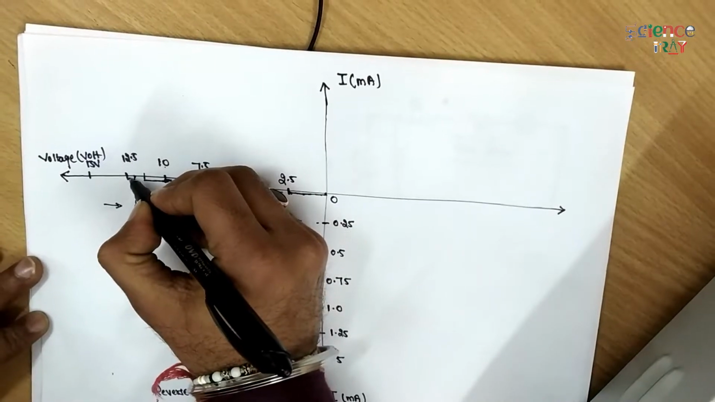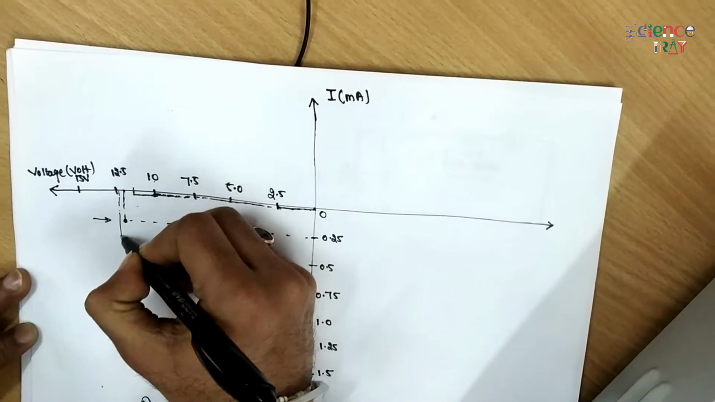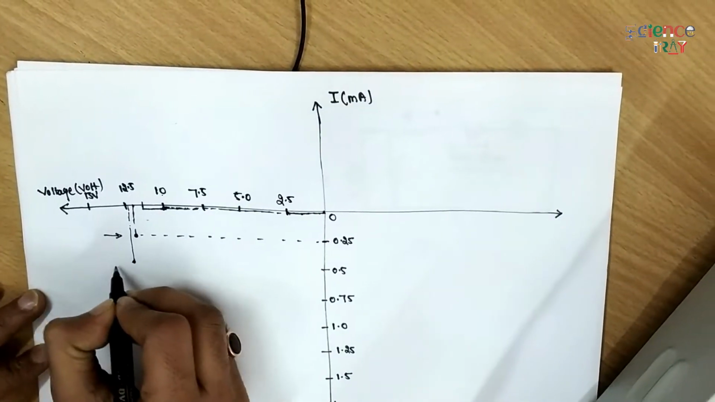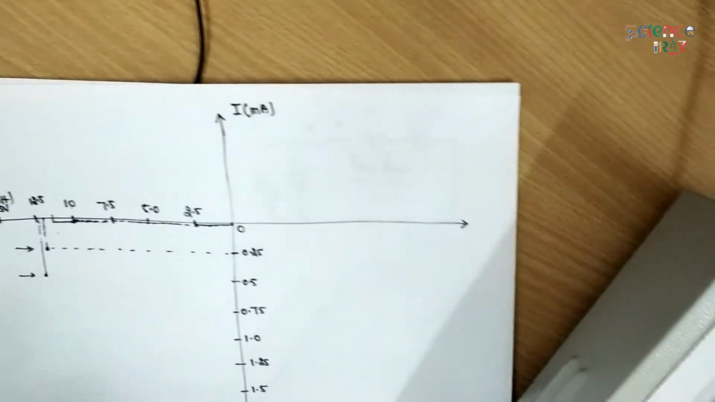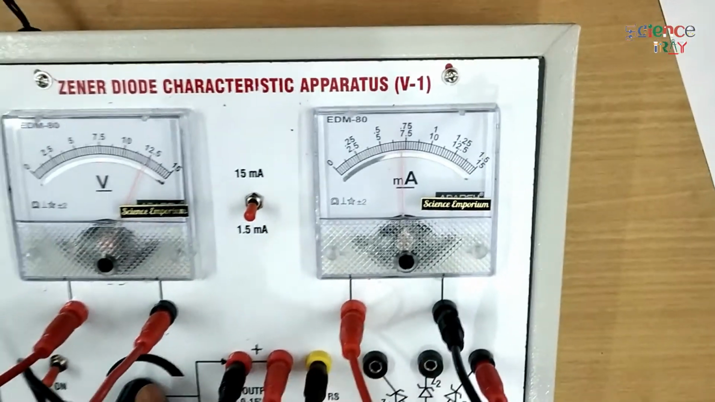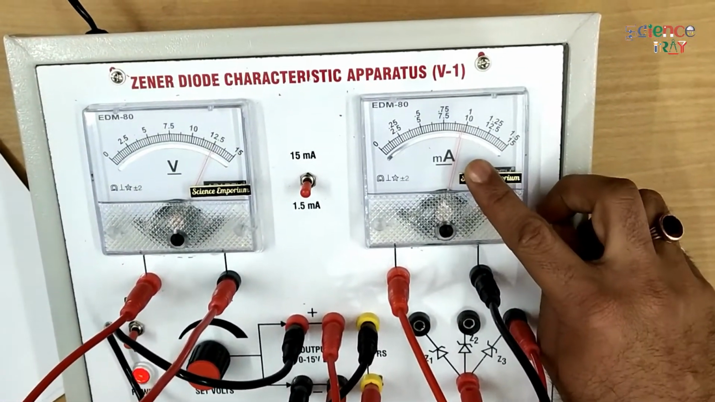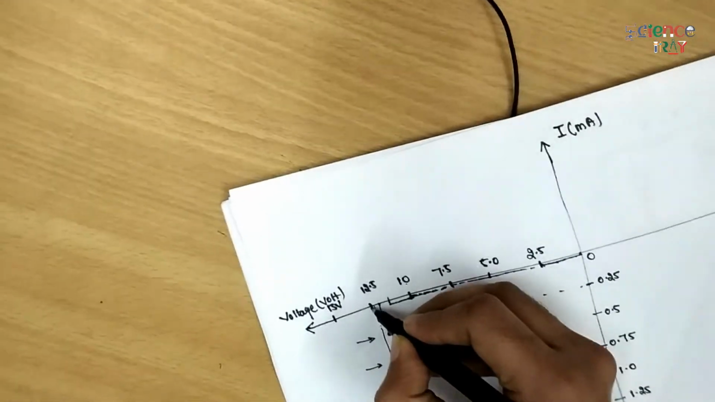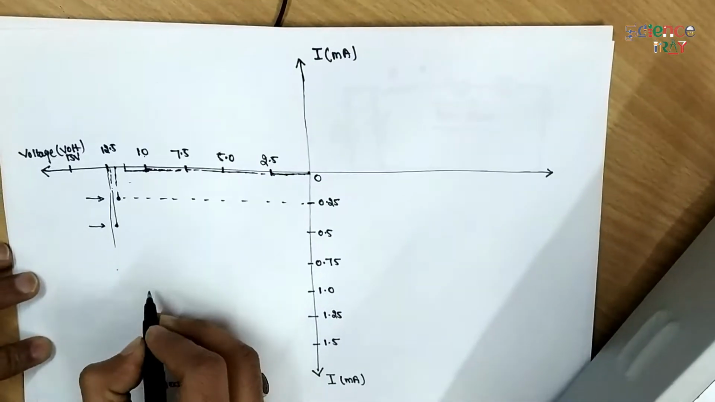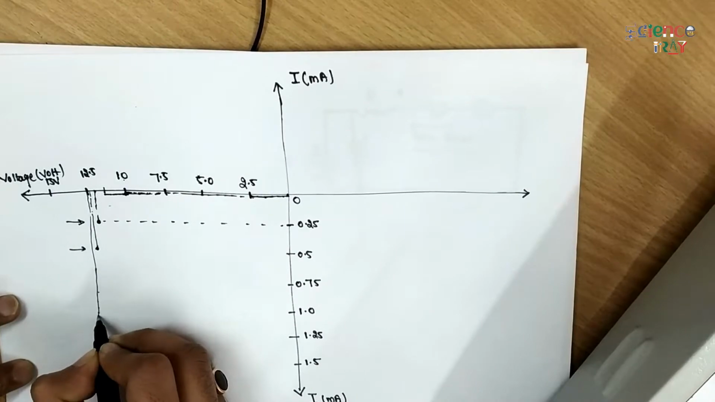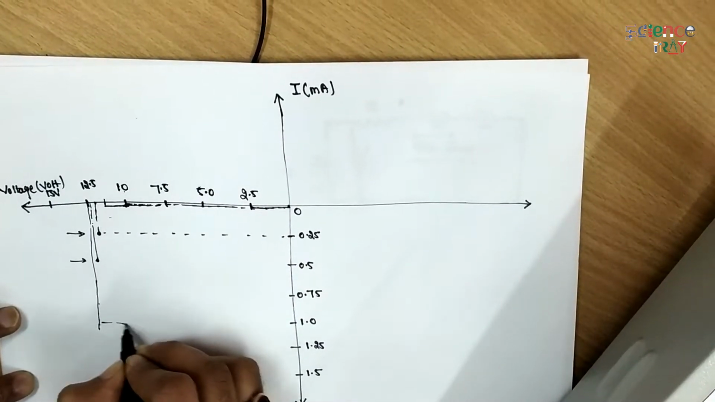So it has not yet reached here, and the current is 0.5. Here we find a point. Again we increase, and at 12.5 we find a very sharp change, and 1 milliampere. Current has reached up to 1 milliampere at 12.5. So we find that this is the point.